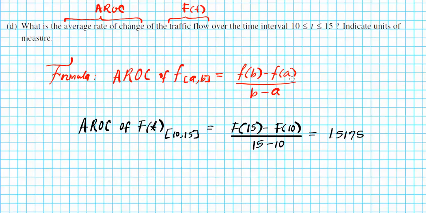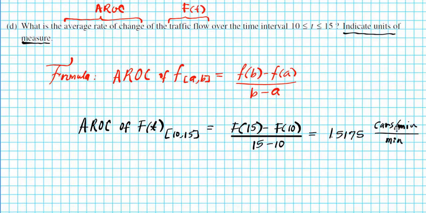Now we are also asked to indicate units of measure. So what's the unit of measure here? All we have to do is look at the numerator and the denominator, look at what the units are, and then we can figure out what the unit of the final result is. So the numerator is the traffic flow rate, which, as indicated originally, is in cars per minute. So we're looking at cars per minute for the numerator, and then for the denominator, 15 and 10 are times, right? And the unit of time in this problem is minutes.